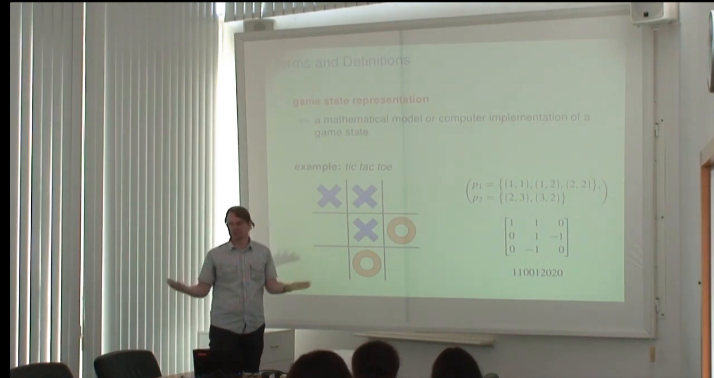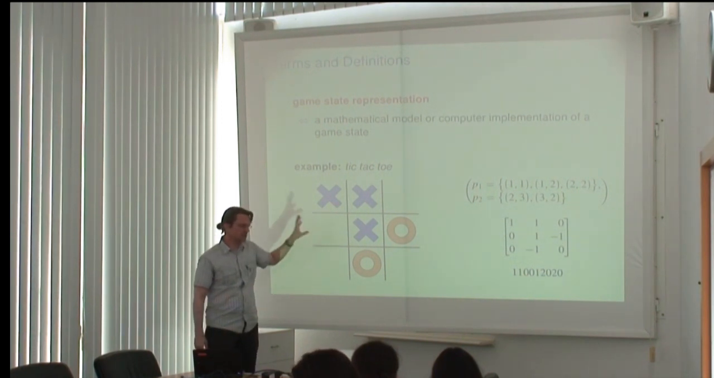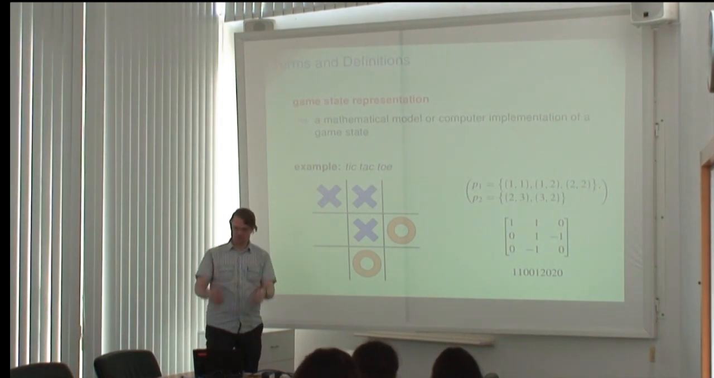Well, we know tic-tac-toe is being played by two players. We have to represent that somehow. Right? We know basically the game state of tic-tac-toe is bound to the board. If we have a representation of what's going on the board, we know everything about tic-tac-toe.